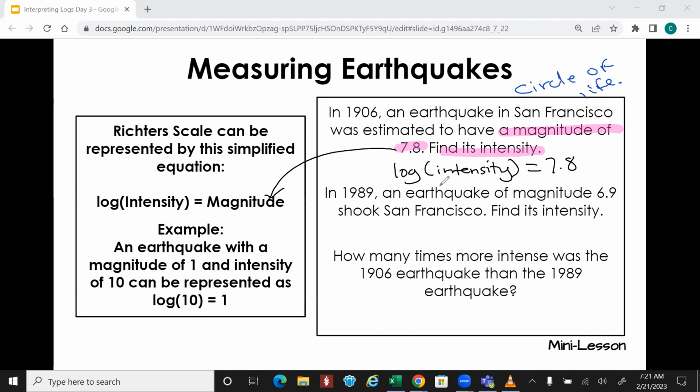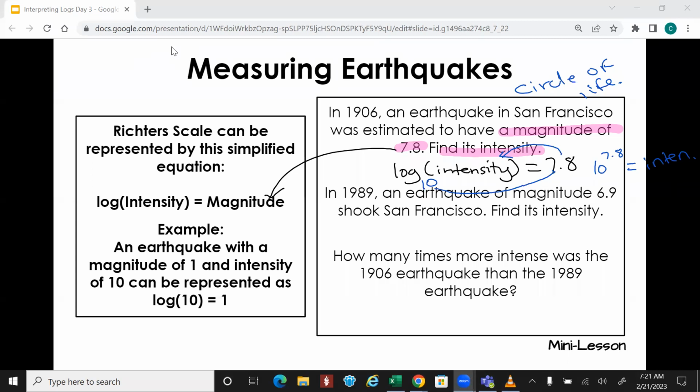All right, so what I mean by that is right here, there's nothing written. We assume that's a 10, because we work at base 10. Remember, we start at our base, we raise this guy to the exponent, and then we finish over here. So this is going to be 10 raised to the 7.8 equals the intensity. Well, what's 10 to the 7.8 power?